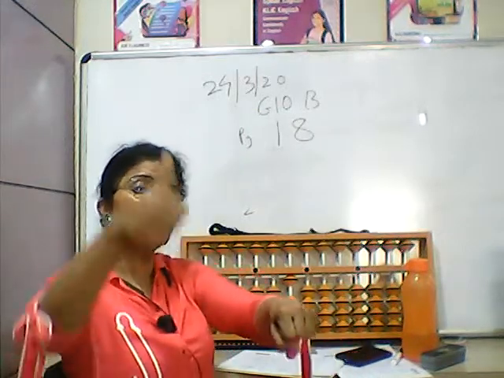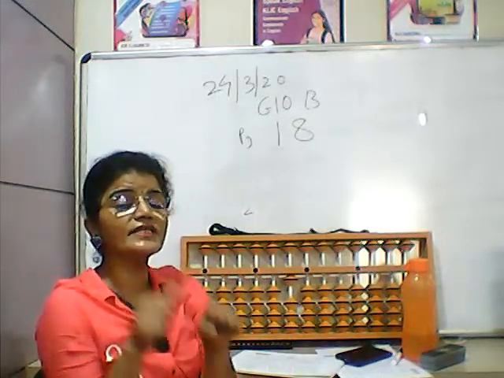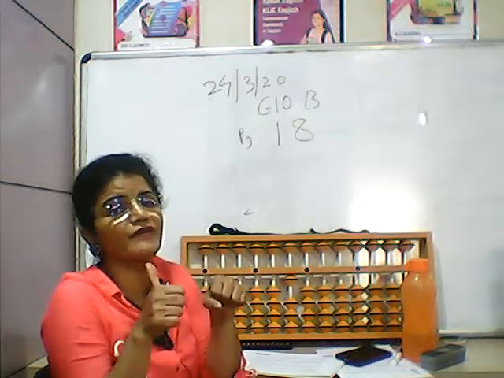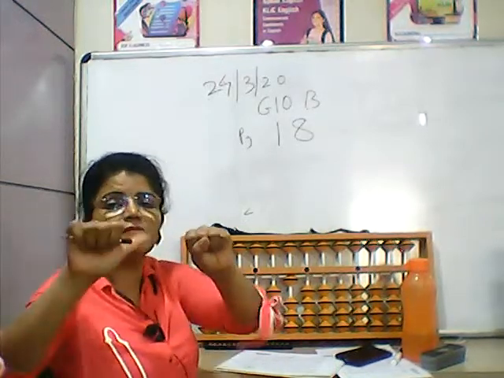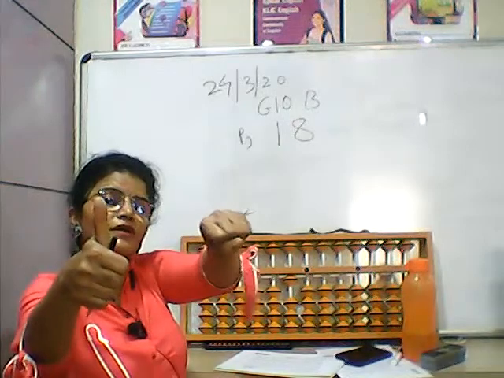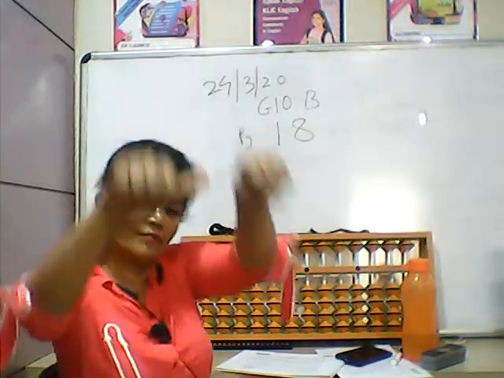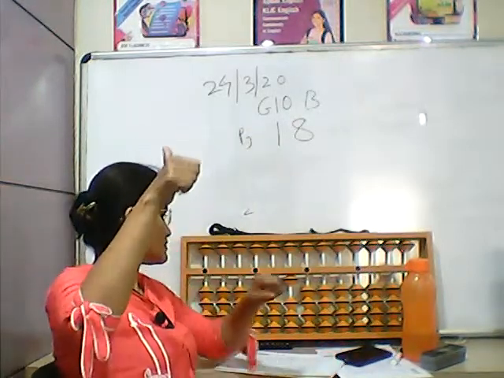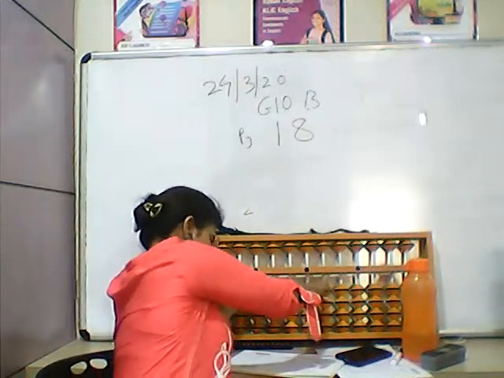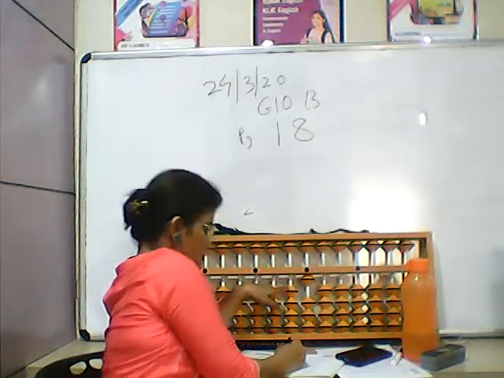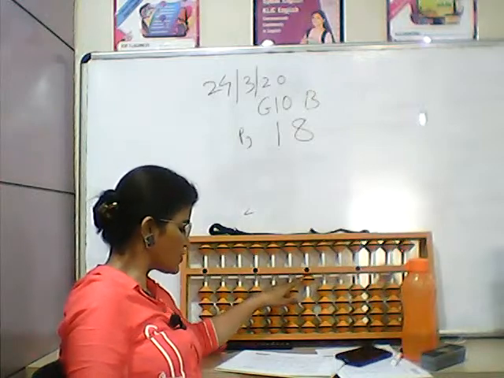Always see the number on your finger. You will get the formula. Minus 9, when you have done it, your formula is ready with you. Minus 10 plus 1. The answer is 1.